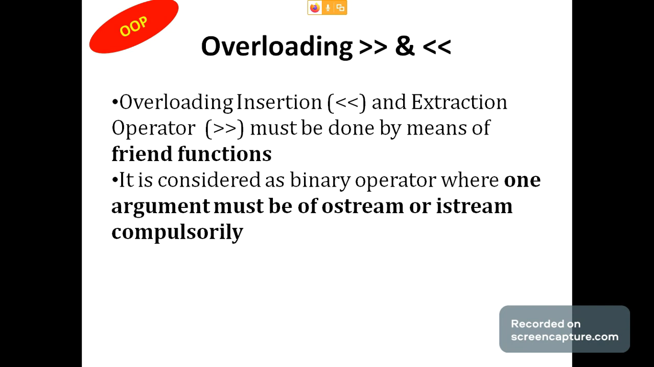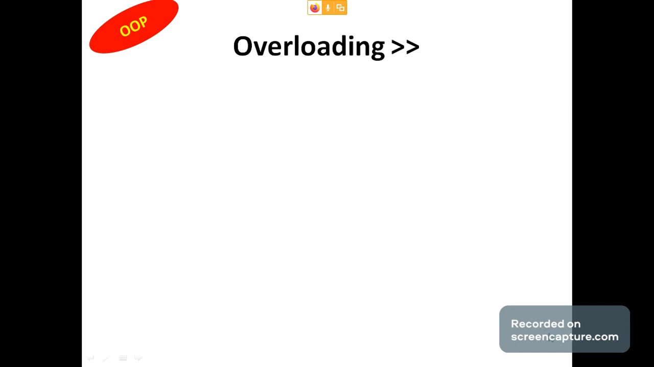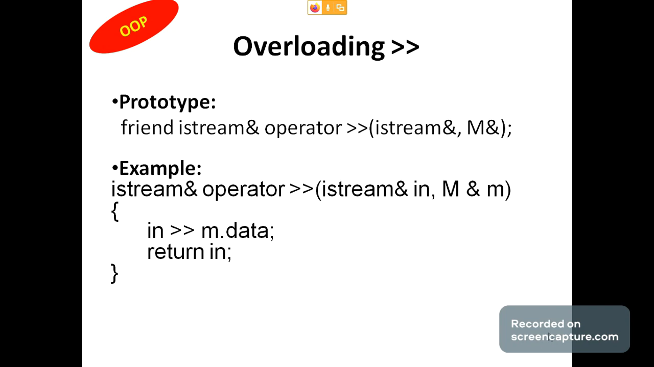The first argument of the insertion and extraction operator must be either an ostream object or an istream object. If you are overloading the insertion operator, it should be an ostream object, and if you are overloading the extraction operator, then the first argument should be an istream object. So we'll see how it goes on. Now to overload the extraction operator, you have this prototype: friend function, istream, you have to give ampersand, then the name of the function, operator, and whatever operator, that is the extraction operator.